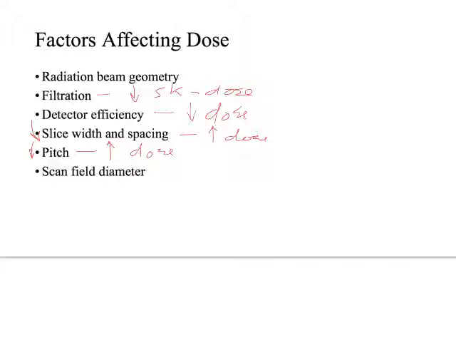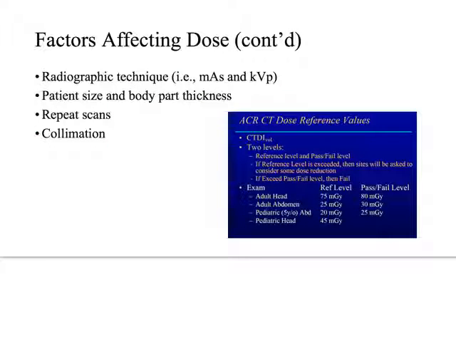And then scan field diameter is the same thing as like collimation in x-ray. As we get a bigger and bigger scan field, we will see the dose increase as well. So this is a direct relationship. As the scan field increases, we would expect the dose to increase. I know that does not even look like English, but watch the video again if you have to. I'm sorry.